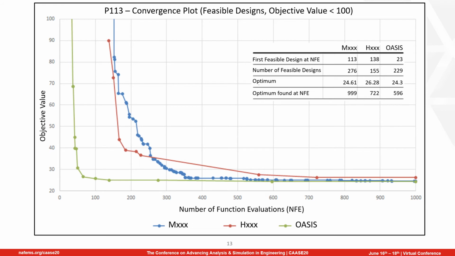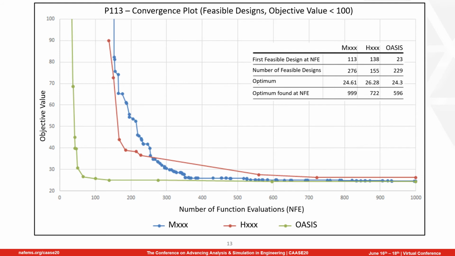optimization tools. The first one is the first feasible design and number of function evaluations. So less is better for this metric, and Oasis is 23. The others are 113 and 138. What practically this means is the other tools require 5 to 6 times more simulation calls, meaning more time to find the first feasible design.